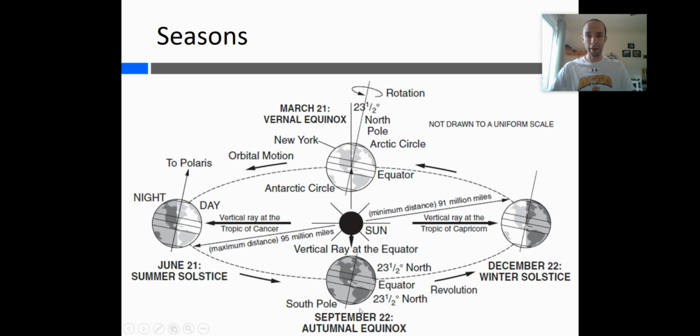Okay? Now notice in fall, the autumnal equinox, and in spring, the vernal equinox, it's not really tilted toward the sun or away from the sun. In fact, it's the same everywhere. Okay? So that gives us kind of the in-between stage of things.